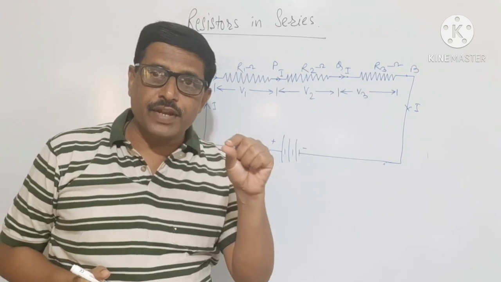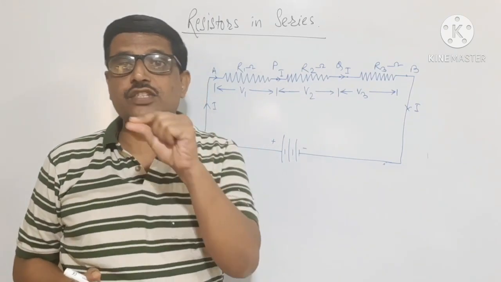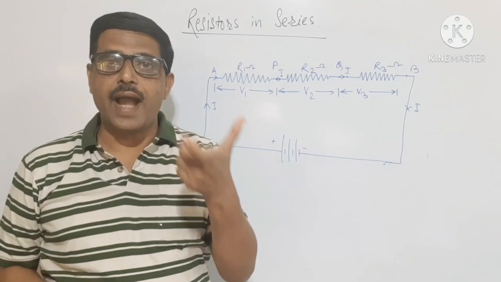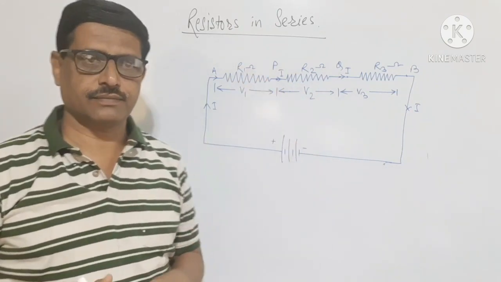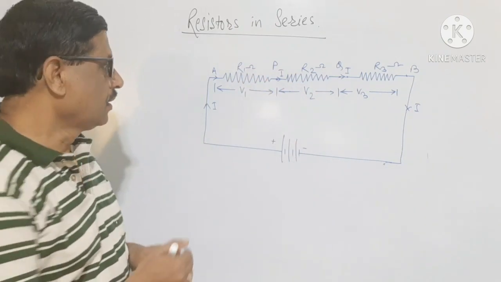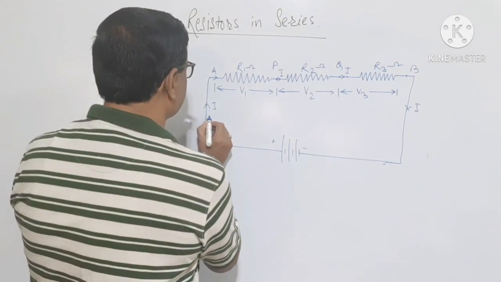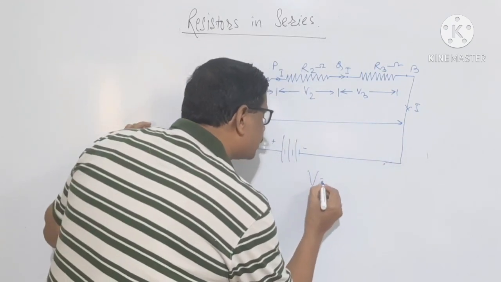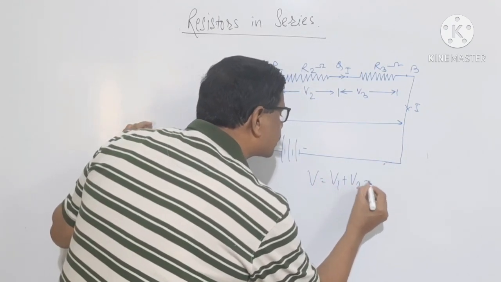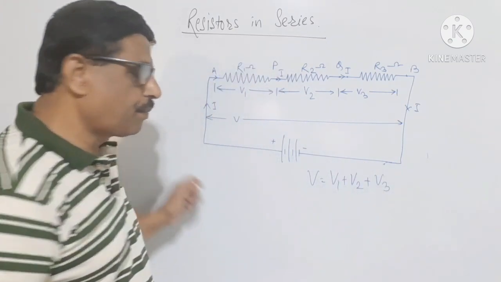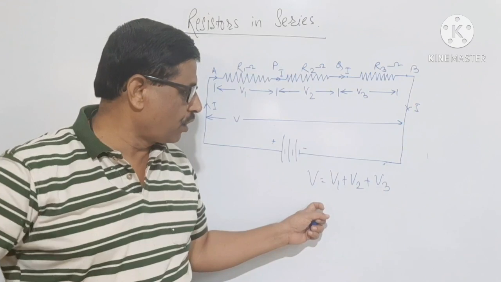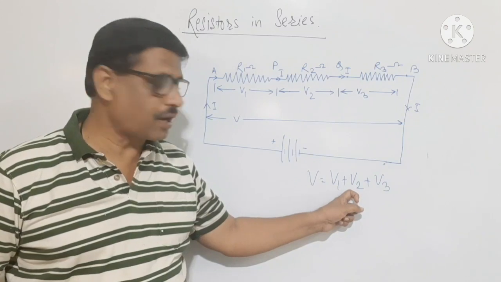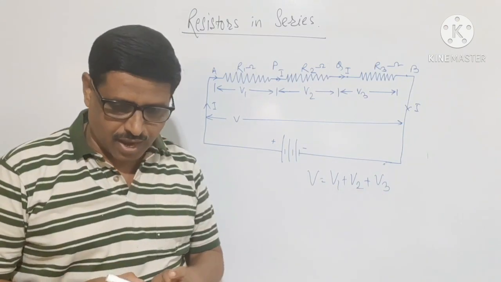In series combination, the current flowing through each of the resistors is the same and there is a fall of potential across each of the resistors. The total potential difference across the combination, let it be equal to V. Therefore, there is branching of potential across the resistances, and this total potential difference V is equal to the potential difference across R1 plus the potential difference across R2 plus the potential difference across R3.